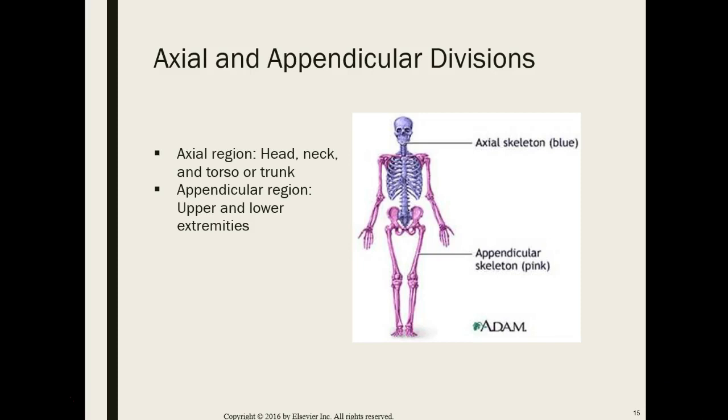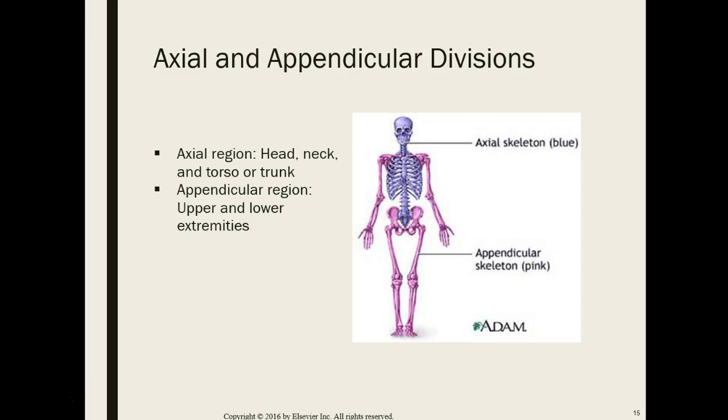So then we have the axial and appendicular skeletal divisions. So the axial region is going to be the head, neck, and torso, and then the appendicular region is the upper and lower extremities. This one's pretty simple.